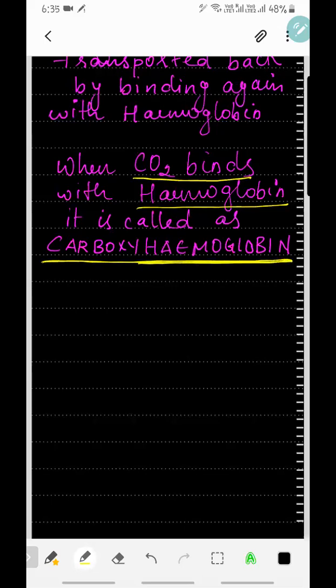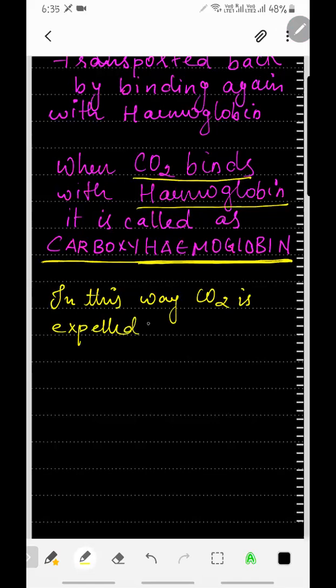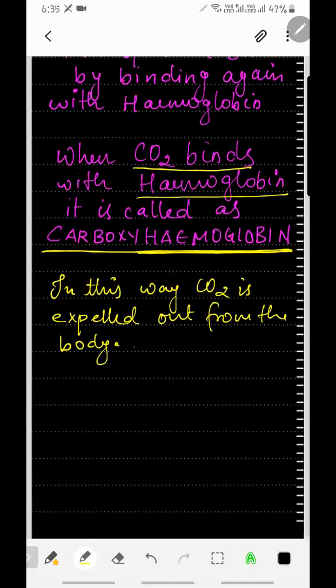Carbon dioxide is not good for your body, so it has to be eliminated out. Okay, and in this way, CO2 is expelled out from the body. Is that clear?